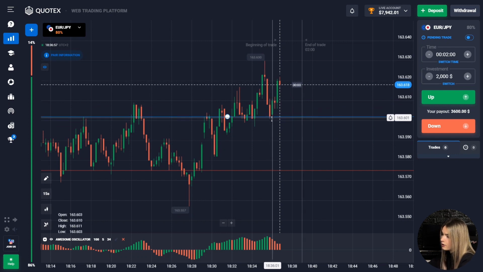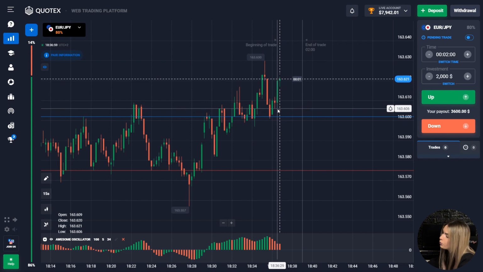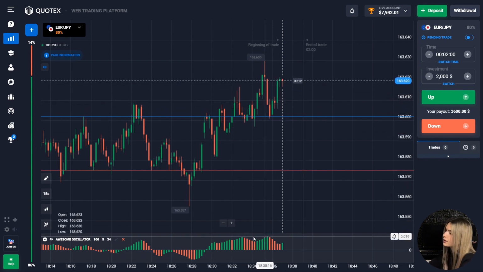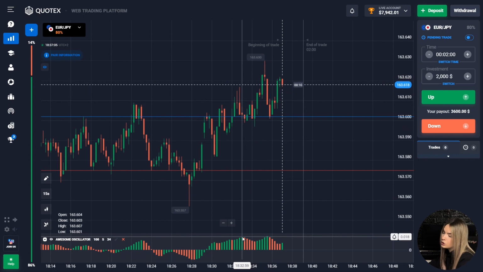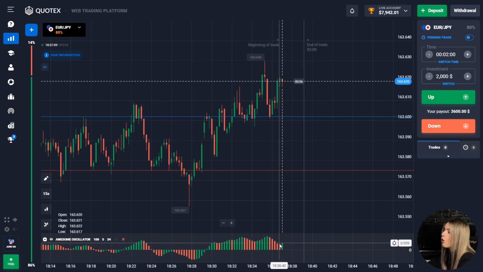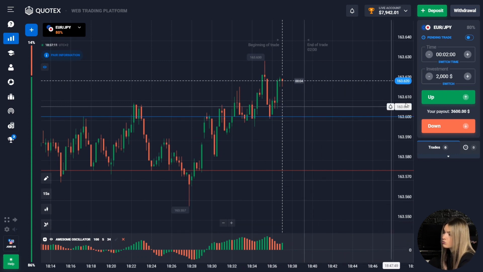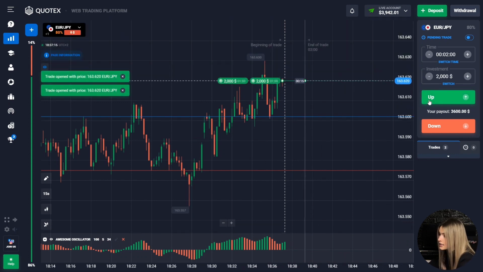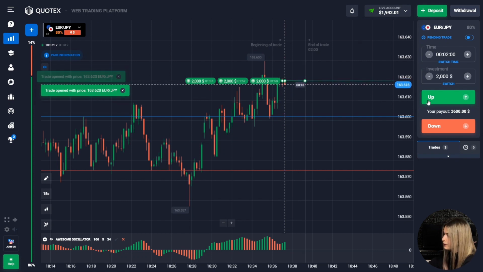The price rebounds from this level. We get a new peak slightly higher than the previous one, and a longer new green column appears. So guys, all of this indicates the strength of the market. Therefore, I suggest to go with $6,000 up for 2 minutes.